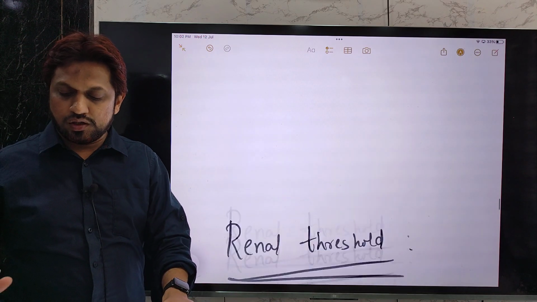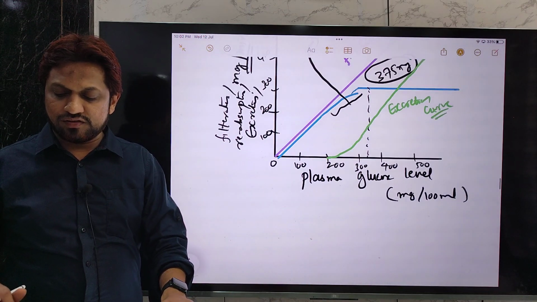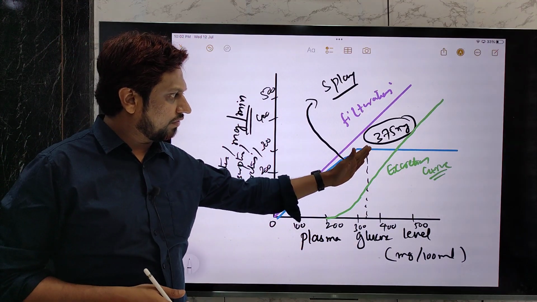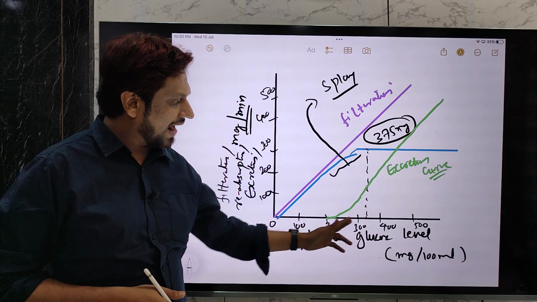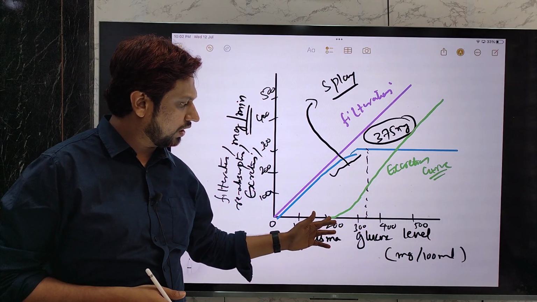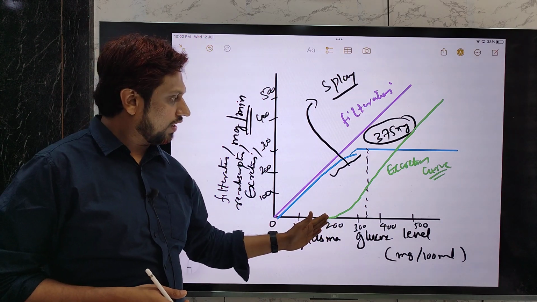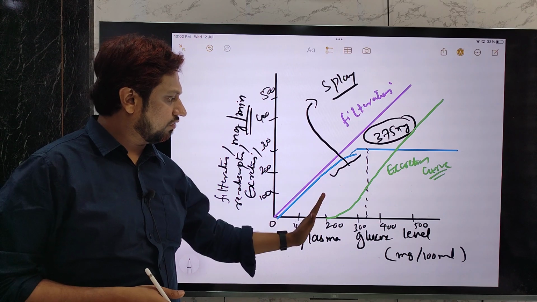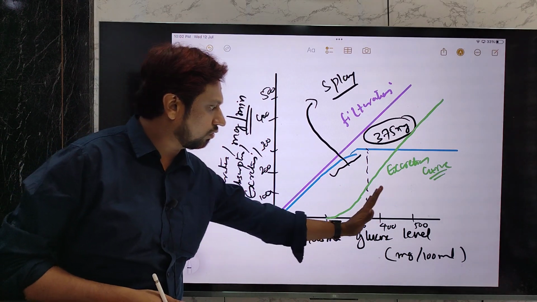But here, what does our common sense say? When all the transport proteins are utilized, that is the transport maximum, at that level it should appear in the urine. But why is the glucose appearing before that? Why is there a deviation? That is known as the splay. That is the deviation from the renal threshold to the transport maximum.